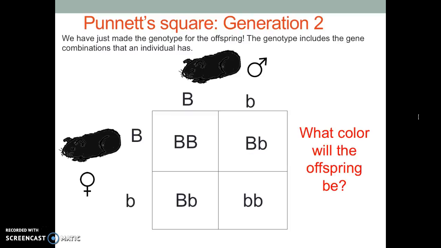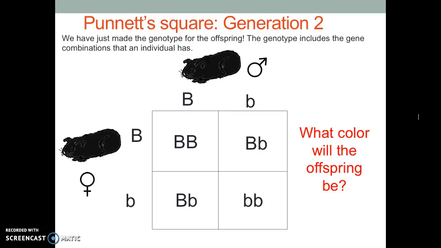And this is what we get. These are all the different combinations we could have. So when we find all of the gene combinations an individual has, we call it a genotype. And this is what we just found. So what colors could these guinea pigs be? What different colors would we see in this generation?